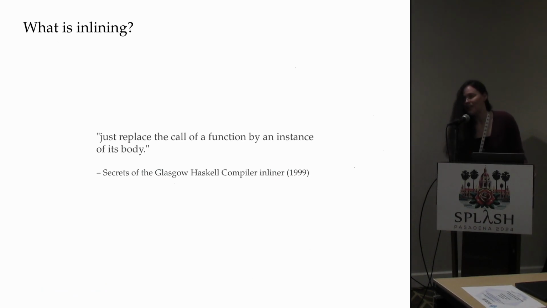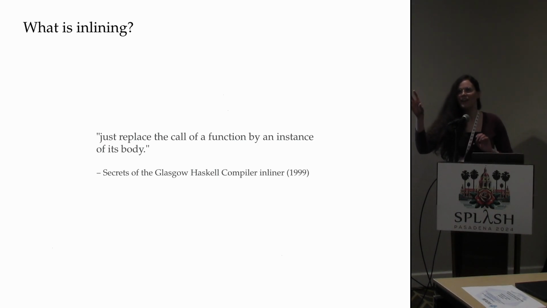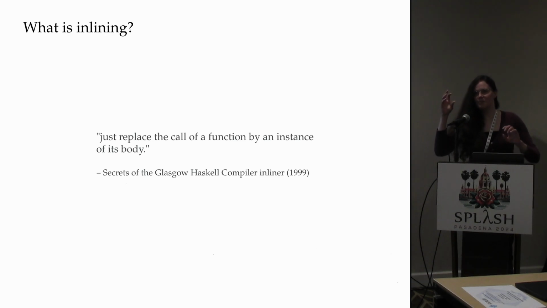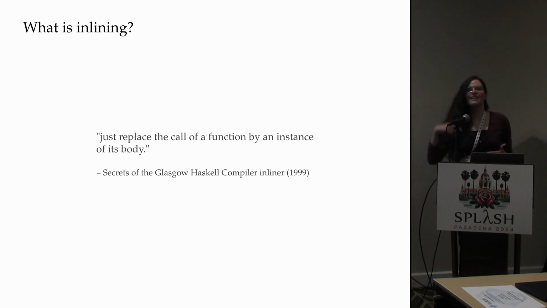What is inlining? It's very simple. You just replace the call of a function by an instance of its body. So we're in our code and we're going to call out to a function, and maybe during compilation we're going to take a copy of that function's body and we're going to place it directly in the line of code so that we can avoid that extra function jump, basically.